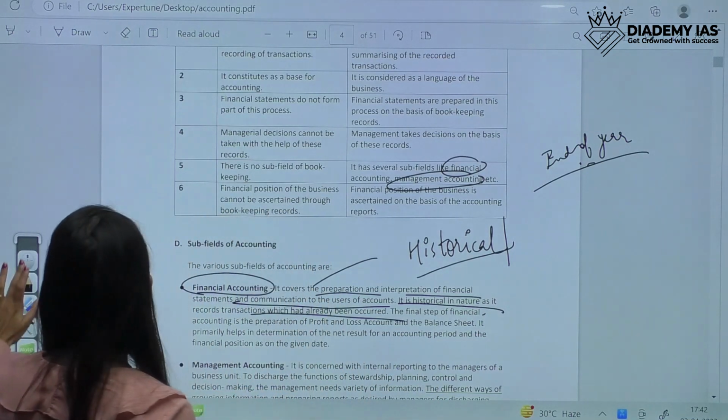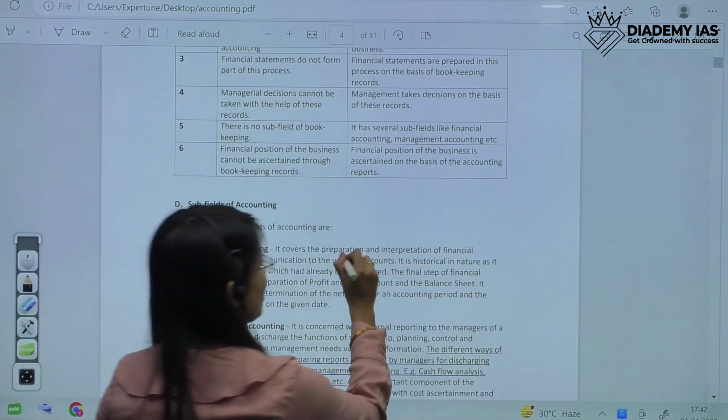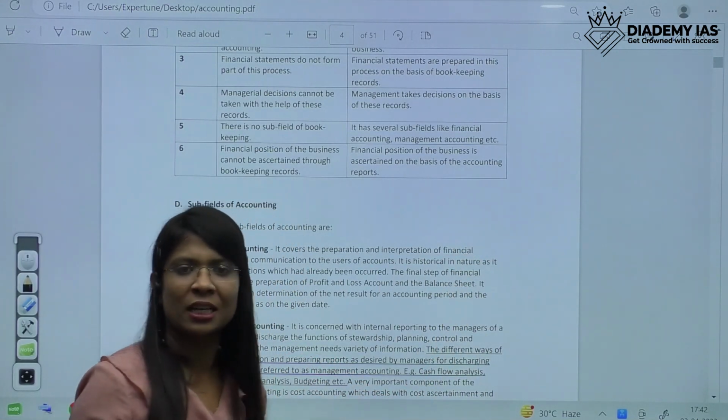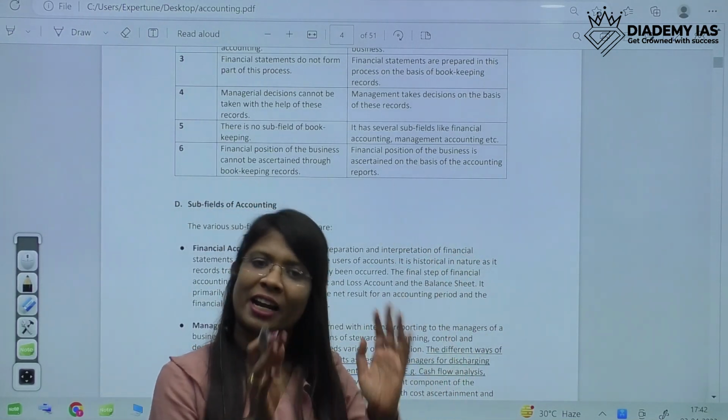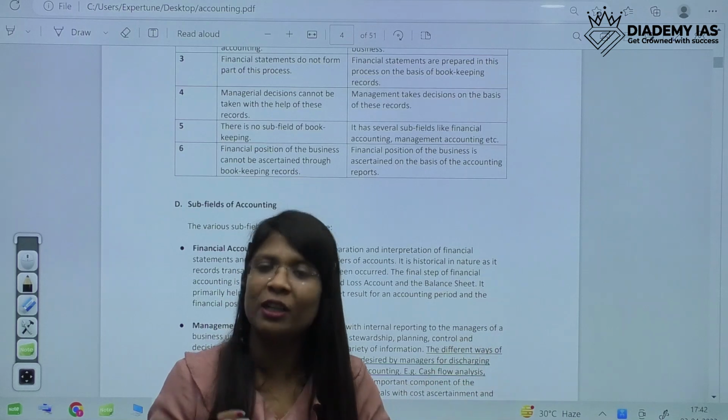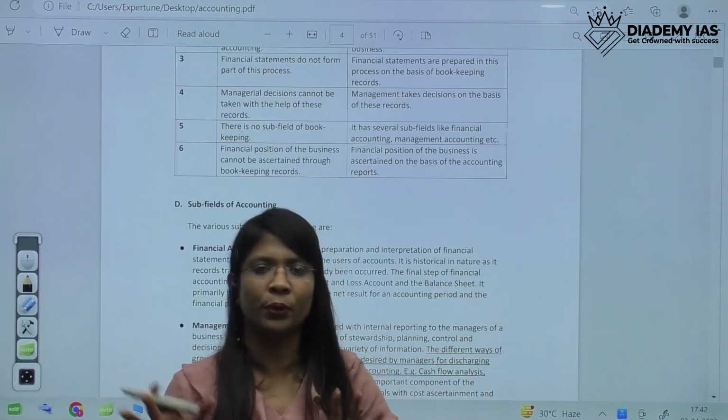So this is financial accounting: interpretation and preparation of financial statements. Whatever we were doing in accounting, that is financial accounting only. Generally, what is accounting is financial accounting only.